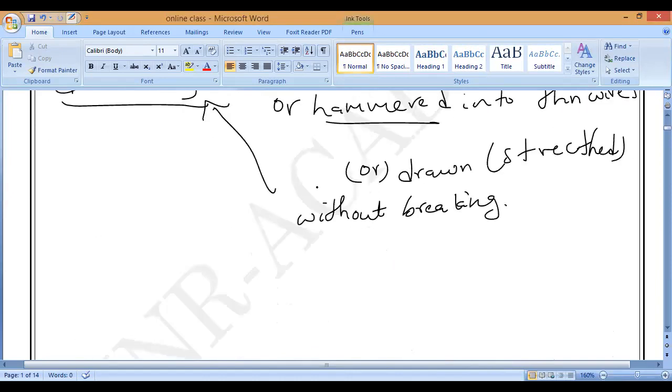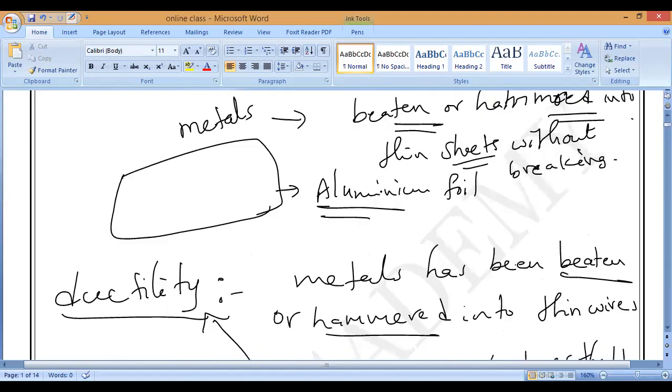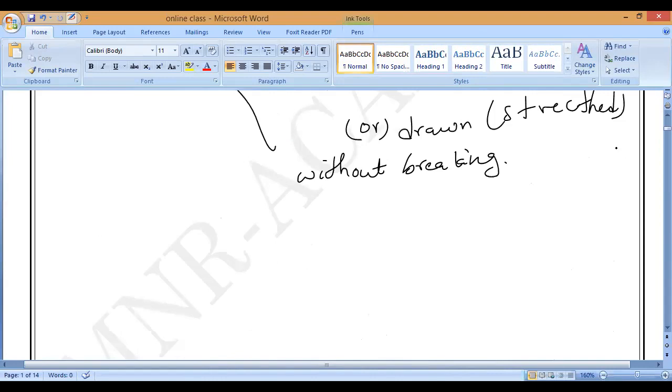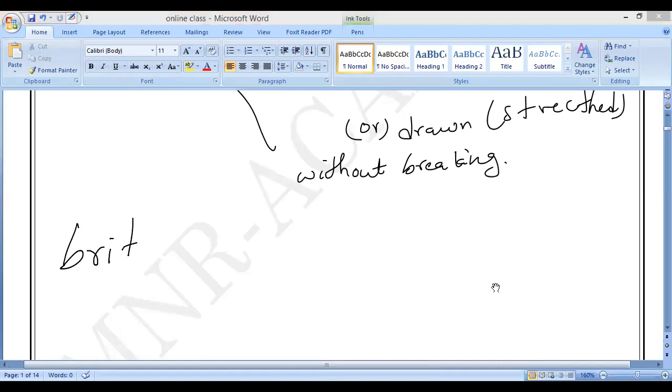So making into thin wires is called ductility, and making into thin sheets is called malleability. Now, what is the meaning of brittleness? You may understand this: suppose you take a chalk piece, it is very easily breakable. You can easily break it. So that is what we can say. Brittleness. Can you say what the meaning of brittleness is? Sir, easily breakable.